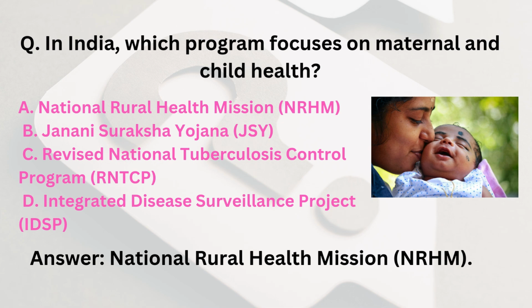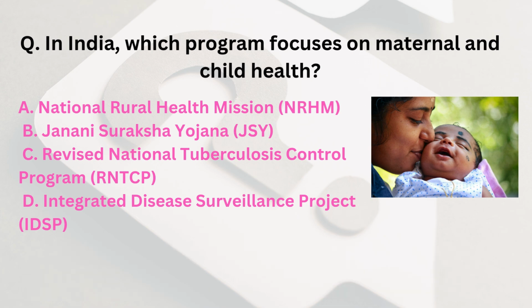JSY, Janani Suraksha Yojana. JSY is the part of NRHM which provides financial incentives to women for institutional deliveries with the aim to reduce home deliveries and associated risks. In simple way, JSY, that is Janani Suraksha Yojana program, aims at reducing maternal and infant mortality by promoting institutional deliveries. The National Rural Health Mission focuses mainly on maternal and child health.